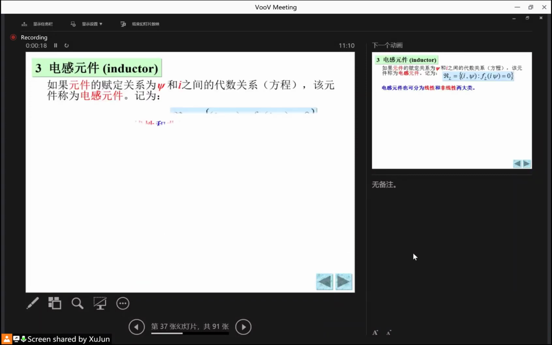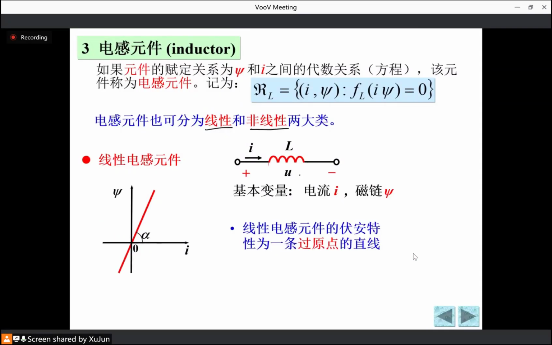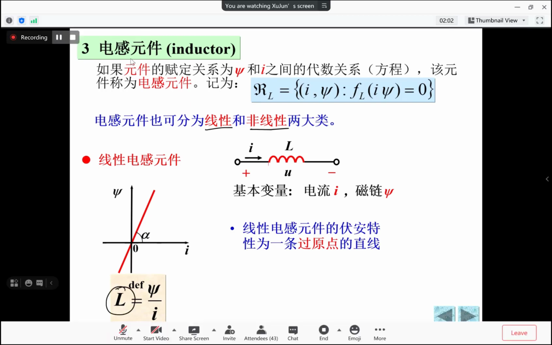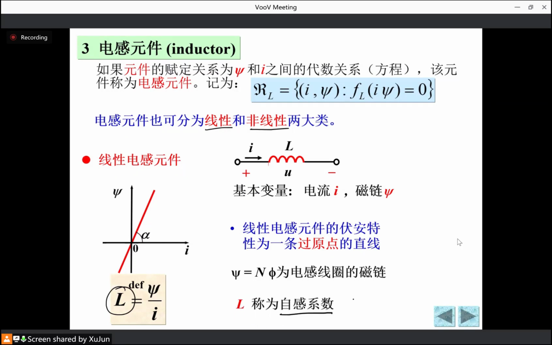Okay, the inductor. The inductor is defined by the psi-I relation. It also has linear and nonlinear types, and we use this symbol to express it. For the linear inductor, the definition is L = psi over I. For the linear inductor, it will be a straight line across 0. We call this L the self-inductance coefficient, the inductance coefficient. Self-inductance, because we also have mutual inductance.